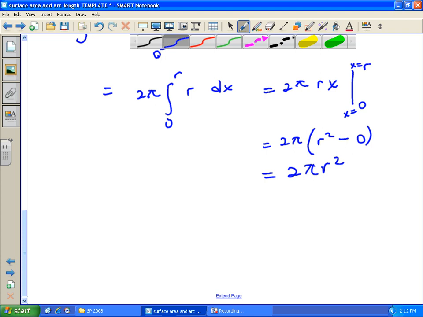What is wrong with this? The question said, show that it's 4 pi r squared. We got 2 pi r squared. Is anything wrong with this answer? No, this is half a sphere, right? To get the full one, we have to multiply this answer. So the surface area for a full sphere is going to be 2 times the answer from above, which is indeed the correct answer, 4 pi r squared.